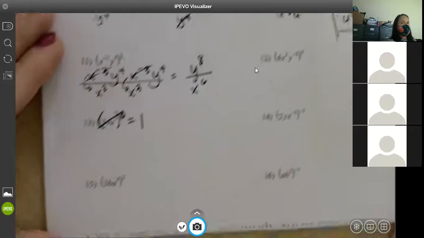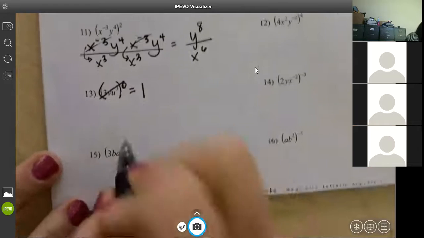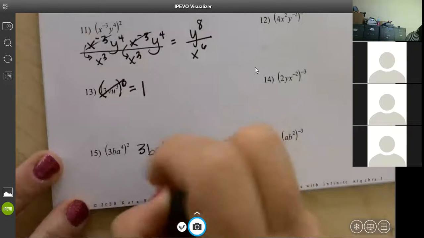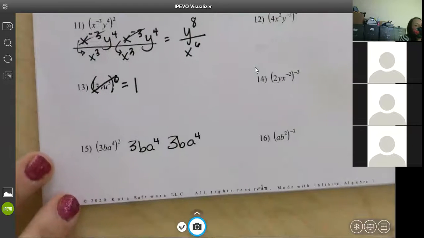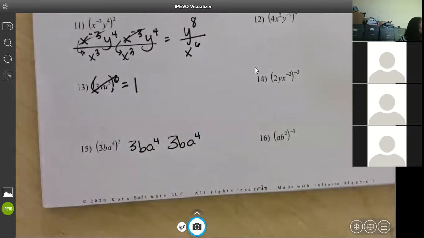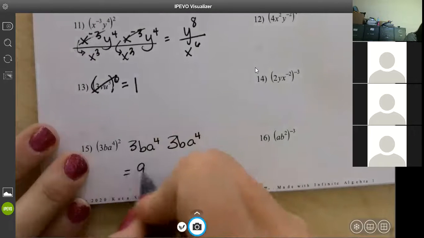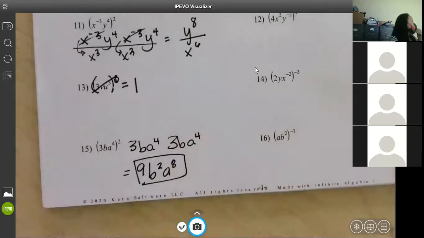Look at number 15. I'll get back to 14 and 16. This one says write it twice. So 3ba to the 4th, 3ba to the 4th. I don't have any zeros. I don't have any negatives. So I just squish it together. 3 times 3, 9. How many total b's? 2. How many total a's? 8. That's it. That's all you do.